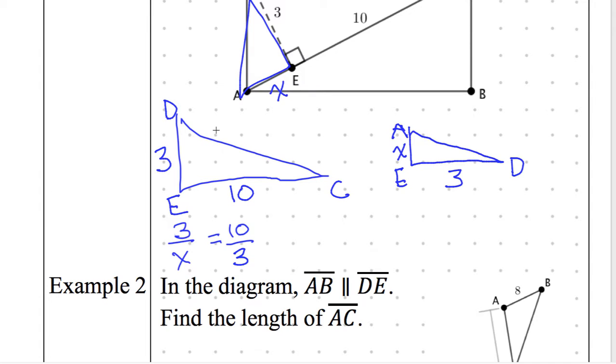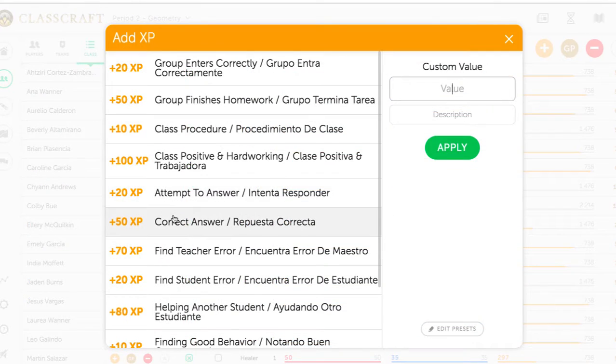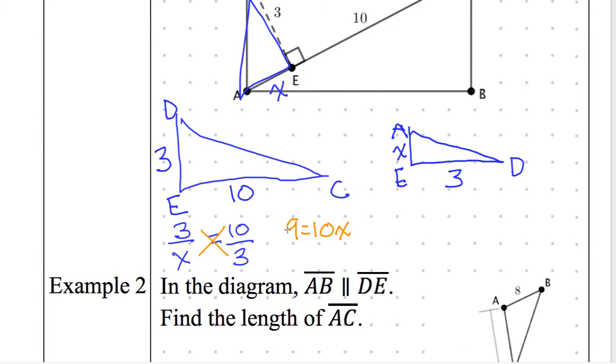All right. So from there, what's my next step to solve this problem? Anna. Cross multiply to get what? 9 is equal to 10x. Anna, you can turn in your card. And my last step here to solve for x is to do what to both sides?